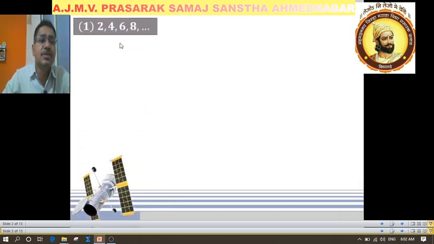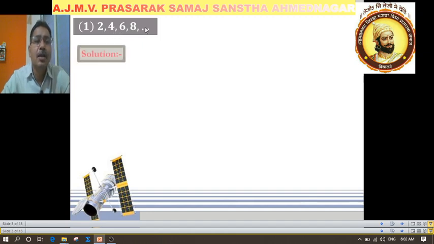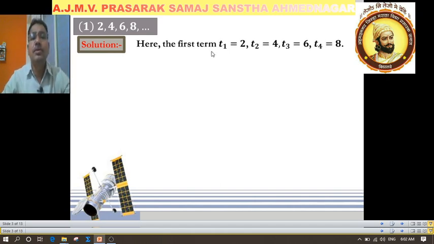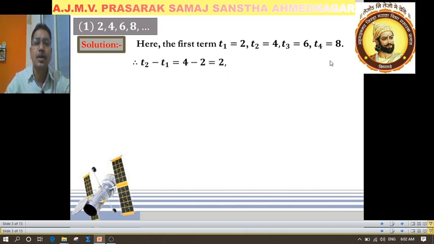Now let us study the first sequence: 2, 4, 6, 8. Solution. Here the first term T1 is equal to 2, second term T2 is equal to 4, third term T3 is equal to 6, fourth term T4 is equal to 8 and so on. Therefore, the difference between the first two terms, T2 minus T1, is equal to 4 minus 2, which is equal to 2.